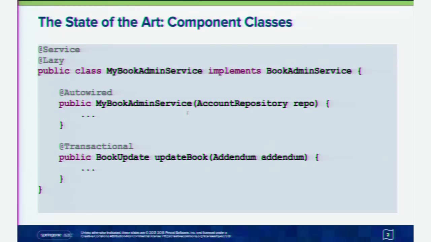You can, of course, satisfy this requirement by direct construction, right? In a unit test, you would just say new MyBookAdmin service, and you pass in the account repository reference, maybe a mock object. But in a container environment at runtime, these components would typically be created through container algorithms, and the container would just say, is there an autowired constructor? This is the one I'm supposed to use because it's declared as to be autowired. So I'm going to take this constructor, look at the parameters, find matching components that are assignable to this parameter. If there's a unique match, I'm going to inject it here, invoke the constructor with that reference, and all is good.